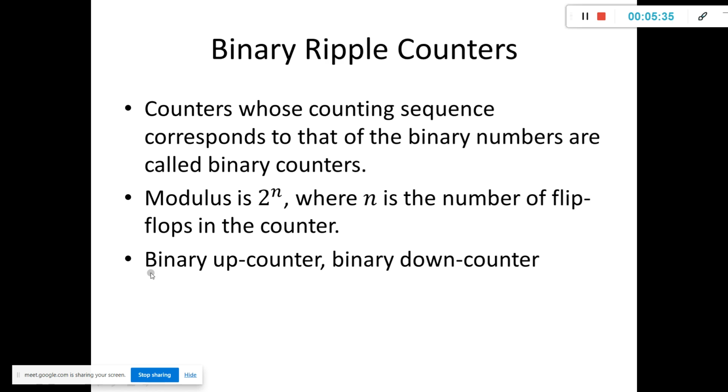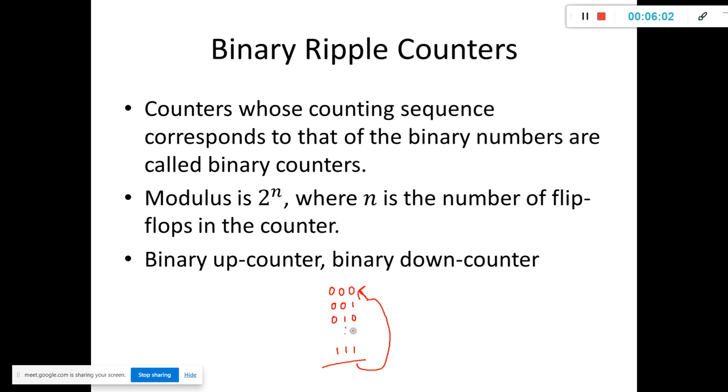Among counters we have the binary up counter and the binary down counter. I had told you that the binary up counter counts 000, 001, 010, up till 111, and then again it will roll back to 000, 001, 010, up till 111.